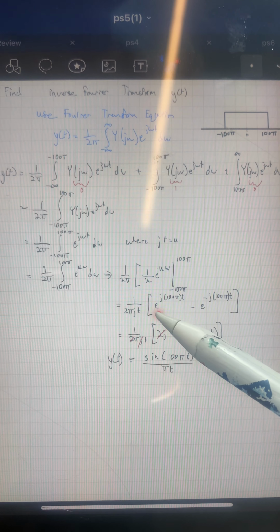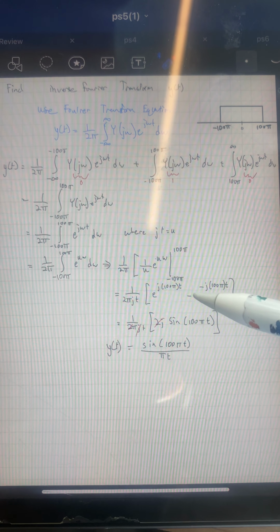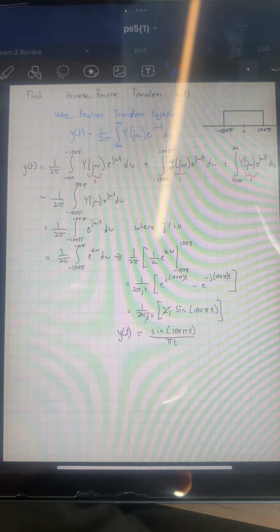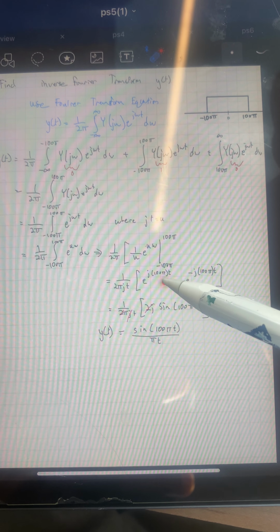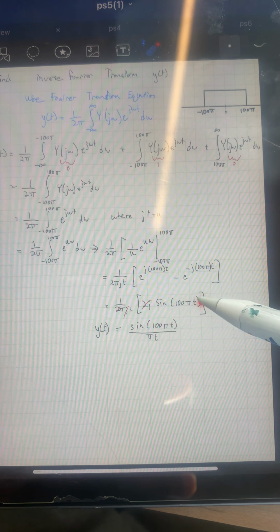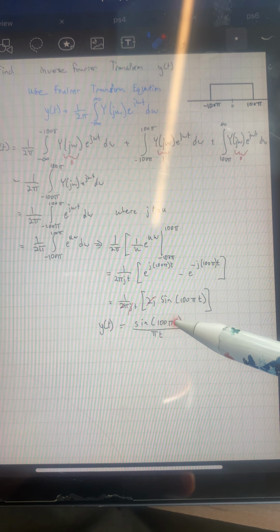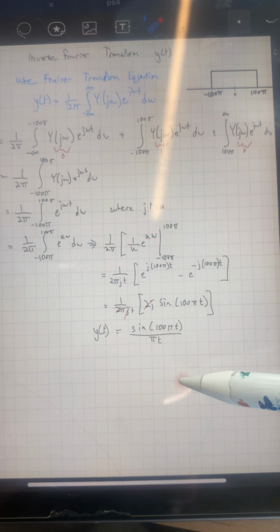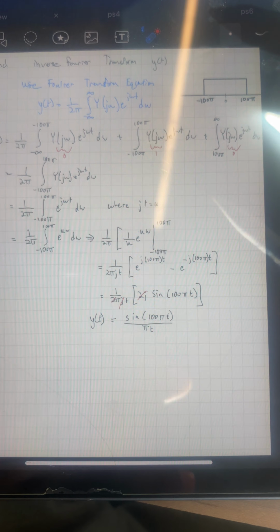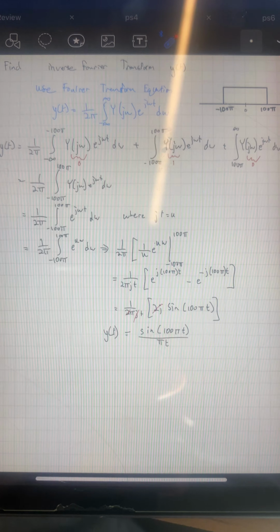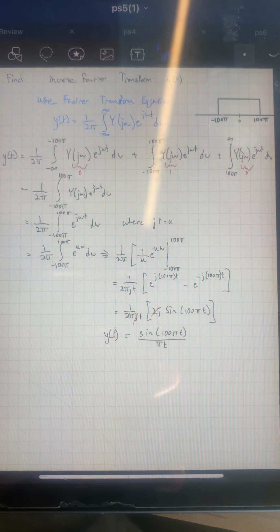When we evaluate our integral, we still do the same substitution of u, so that way we get it simpler. And then we use Euler's identity to get our e to the j 100 pi into our sine equation. And then when we change that, all we get is sine of 100 pi t over pi t, and that is a sinc function. So then we can conclude that the inverse Fourier transform of a low pass is a sinc function.